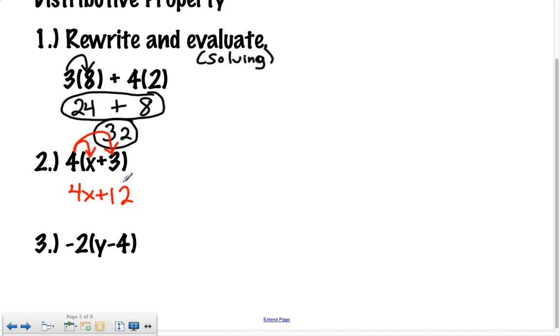So because we cannot go any further, because we cannot combine a monomial that has a variable with a monomial that does not have that same variable, this is as far as we can go. So rewriting it is the same answer as evaluating it. So for this answer, number 2 is just 4x plus 12, unless they gave us a value for x, which in this problem they did not.